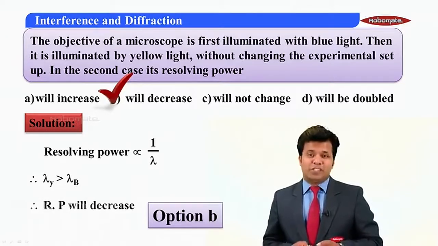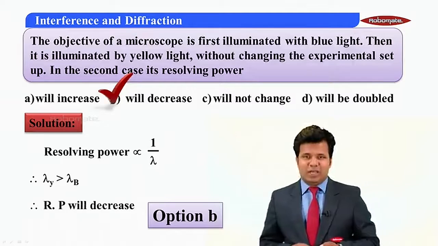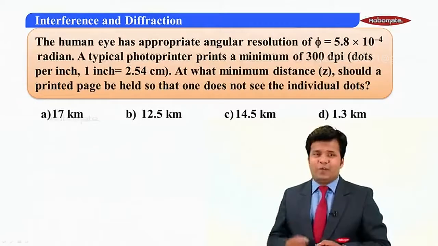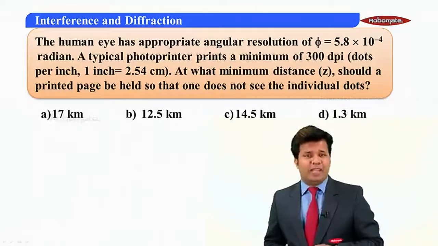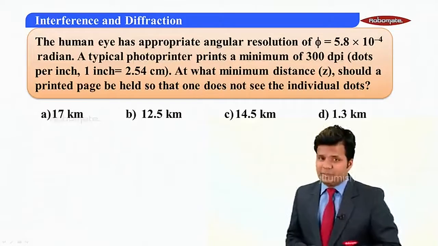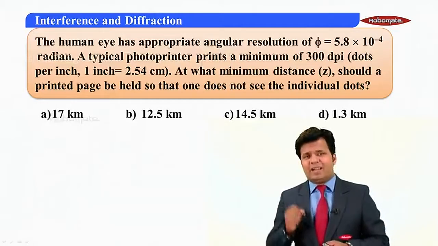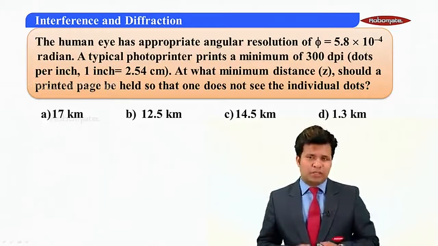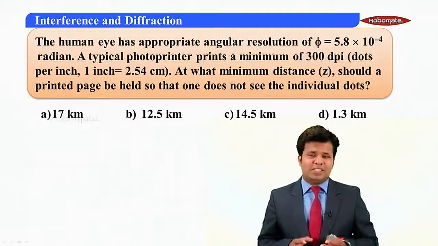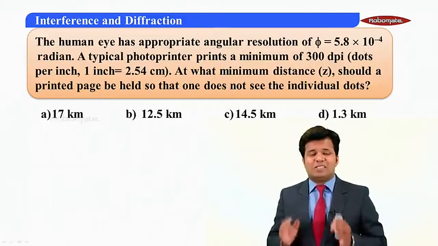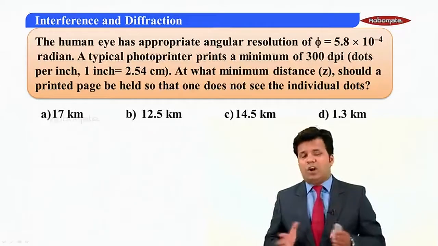So this was your first question. Let's move on to the next one. The second question is: the human eye has an approximate angular resolution of 5.8 × 10^-4 radian. A typical photo printer prints a minimum of 300 dots per inch. At what minimum distance should a printed page be held so that one does not see the individual dots?